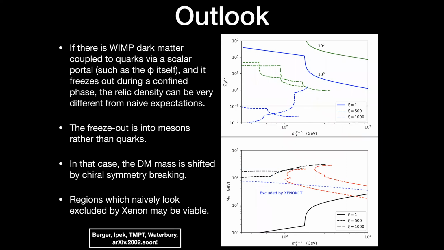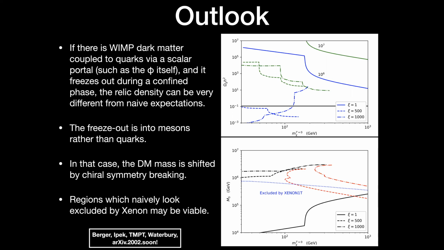So just the very last thing I wanted to mention, if I think about that seriously, let's imagine that instead of trying to use the axion as dark matter, I just say that there is some other WIMP dark matter that couples to quarks via a scalar portal. Maybe there are some dark particles that couple to phi, and then phi is its portal to the standard model. Let's also imagine the masses of these particles are such that they freeze out during the confined phase. It turns out the relic density can actually be very different from our naive expectations. The thing that was obvious that made us start thinking about it in the first place is that if you freeze out during confinement, the thing you're annihilating into would be mesons rather than quarks.